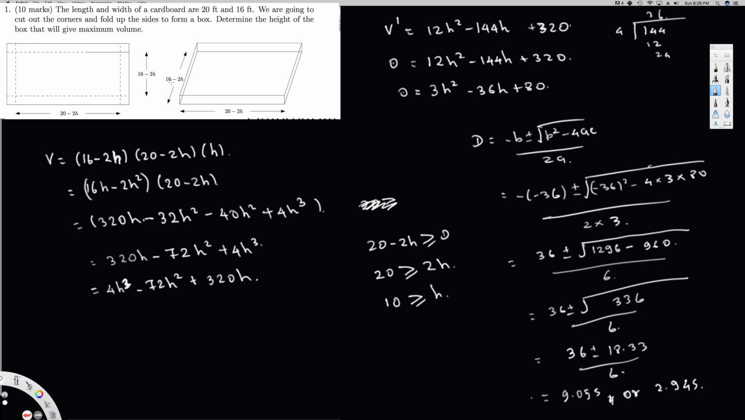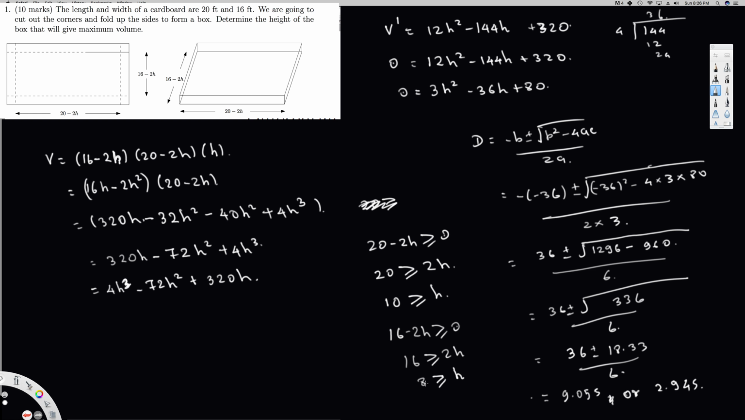I can also use the other one to create a formula. That's 16 minus 2h is greater than 0. Therefore 16 is greater than 2h, so 2h is less than 16, and 8 is greater than h. H is less than 8, right? That's how it reads. So our maximum should be 8.